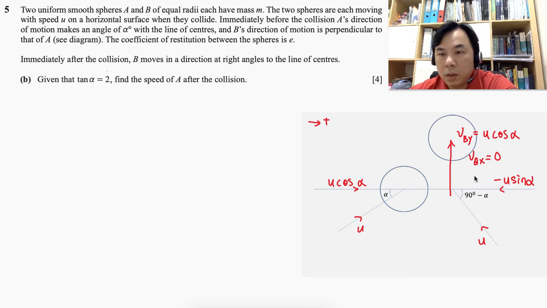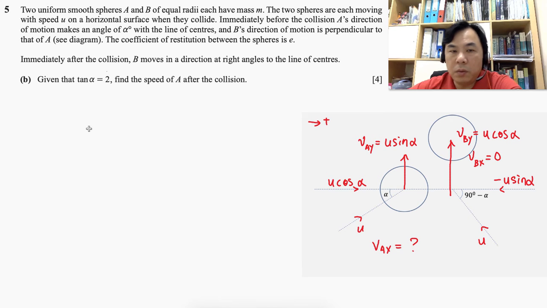Just let me touch up my writing here. That is the x component there. Whereas for A, it has both the horizontal and the vertical components. So let me write it down here. So the vertical component of A after the collision is actually given by u sine alpha. Whereas the horizontal component of A after the collision, we are going to figure that out now.